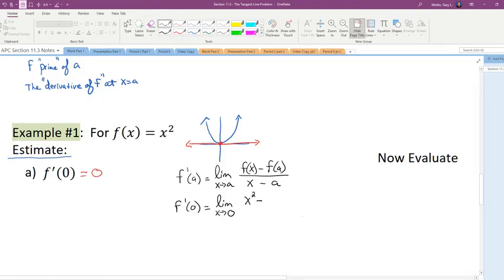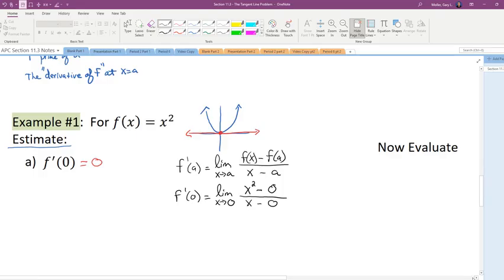minus f of A, which is us plugging in A for x squared and getting 0. So that's the y value, over x minus 0. All right, so back to our discussion about the indeterminate form. Obviously, if I just plug 0 in now, I get 0 over 0. And so we get no solution, or we get indeterminate. We don't know. But we obviously know that this just says the limit as x approaches 0 of x squared over x, which we know, of course, is the limit as x approaches 0 of x.